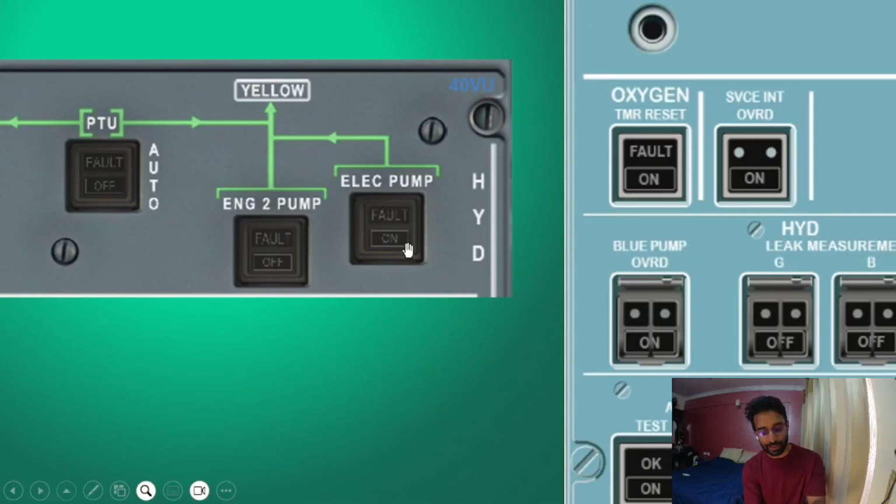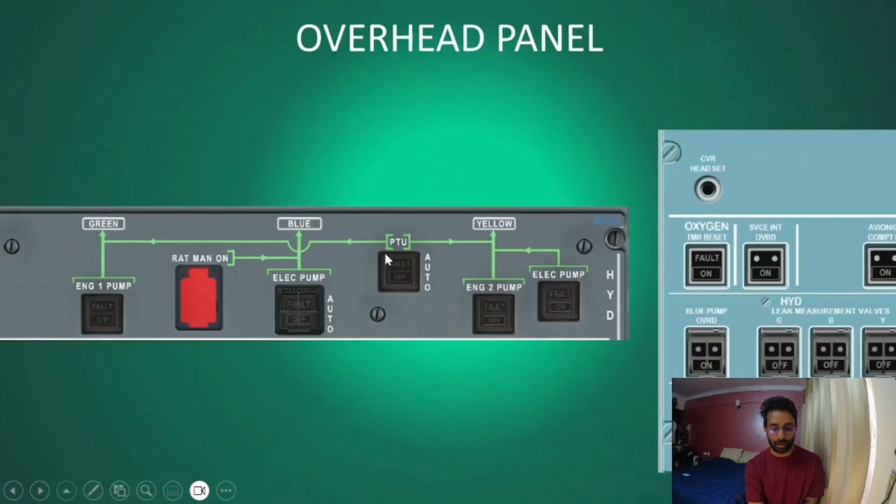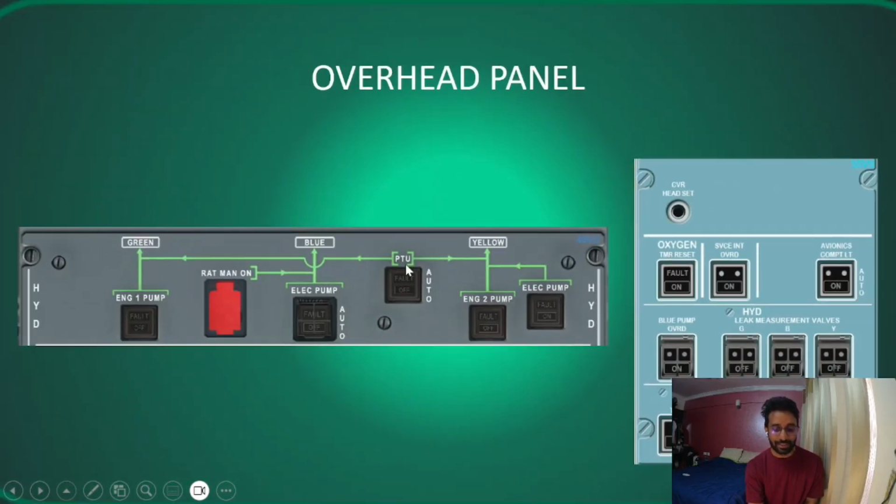Now if you press it, it will turn on, so an ON indication will come. Now the green lines are not drawn randomly. They signify the flow of operation. See, the RAT is used to supply blue, the yellow is supplying blue, engine 1 is supplying green, engine 2 is supplying yellow, and the electric pump is supplying yellow, and it is connected. Yellow to green is selected, but nothing on the blue. That's why there is a loop here via the PTU.